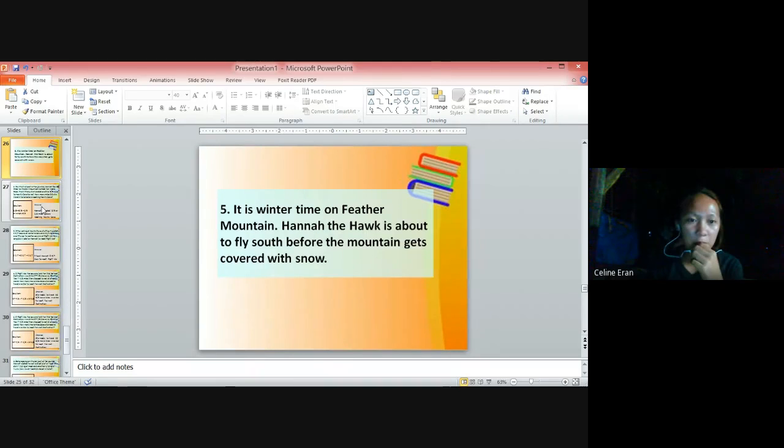So number 5. It is winter time on Feather Mountain. Hannah the hawk is about to fly south before the mountain gets covered with snow.